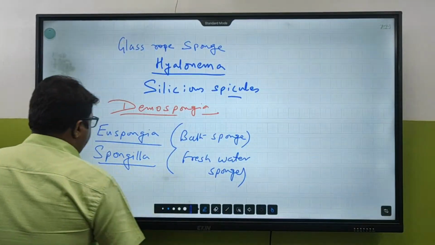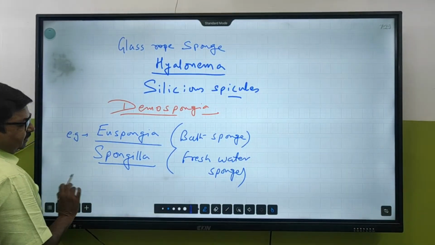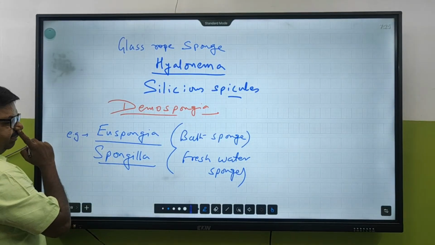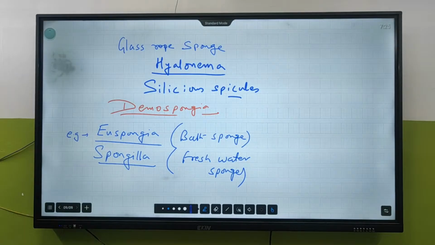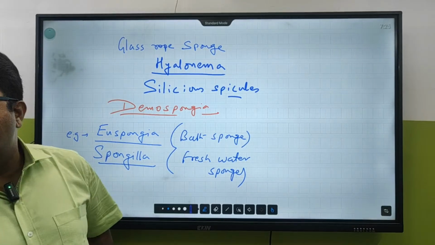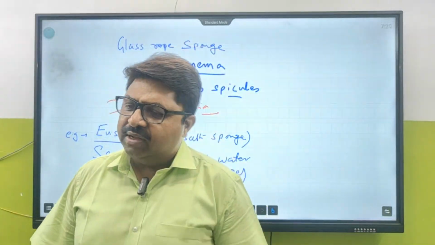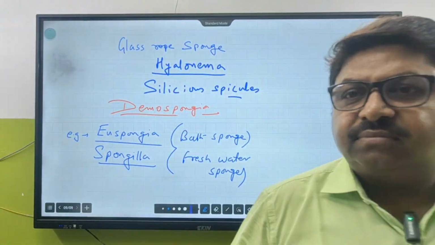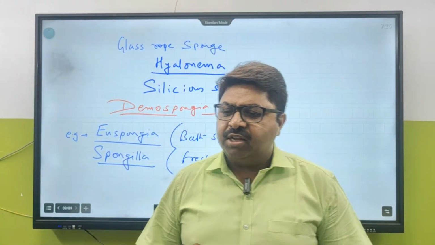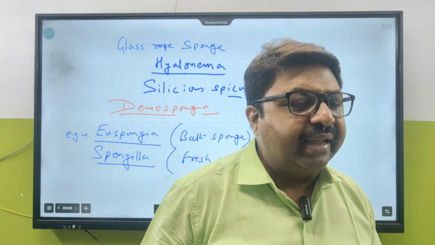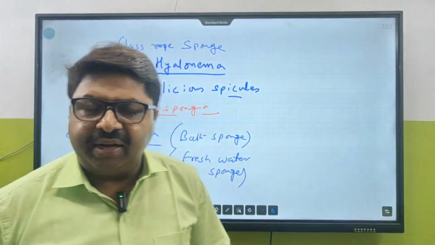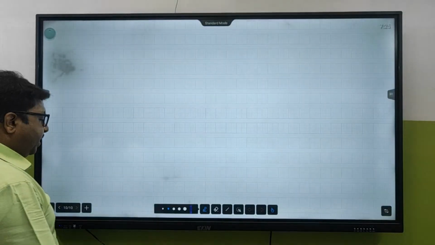Okay. Now, some of the examples like Euspongia, Spongilla, these are the examples of Demospongia. So, Demospongia means they have more of spongin fiber. So, that's all about kingdom Porifera. Just go through your NCERT line by line. You will get everything clear. Clear? Yes? Let's get into the phylum Cnidaria. Phylum Cnidaria.